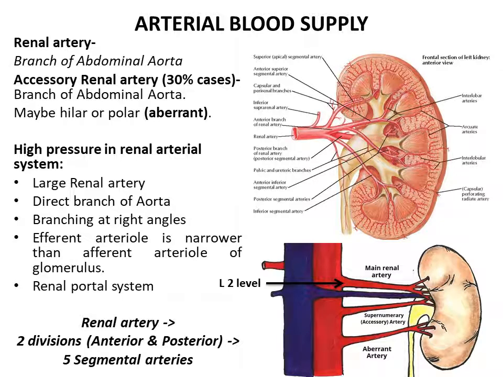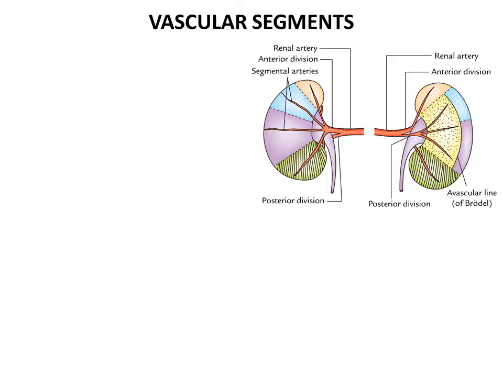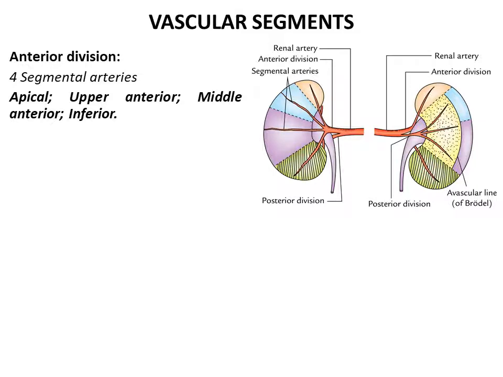The subdivision or branching of the renal artery. The renal artery divides into two divisions, anterior and posterior, and these further give rise to 5 segmental arteries. The anterior division divides into 4 segmental arteries: the apical, the upper anterior, middle anterior and inferior segmental arteries. The posterior division continues as the posterior segmental artery.